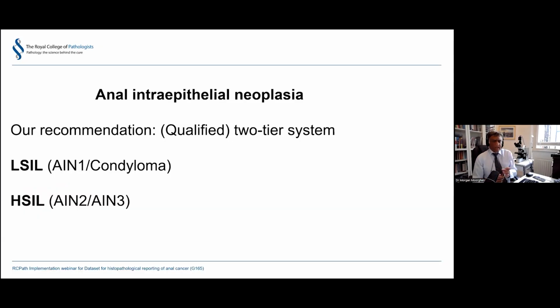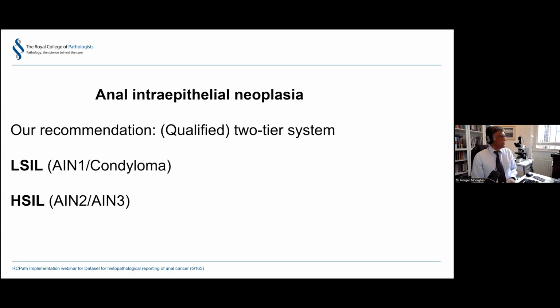Now, in our recommendation, we have moved away from this concept of AIN 1, 2, and 3, and we say it should be a two-tier system, LSIL and HSIL, but qualified in that in brackets you will still maintain your AIN 1 or AIN 2 and 3 for HSIL.